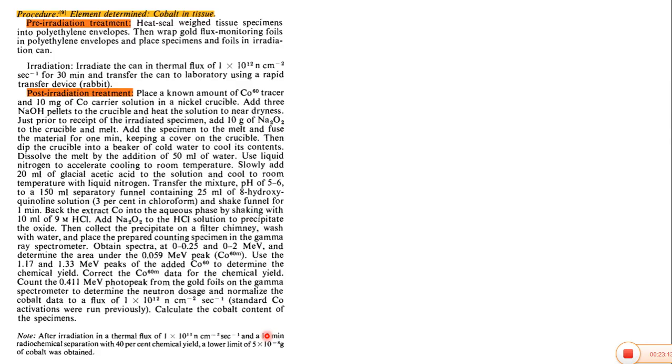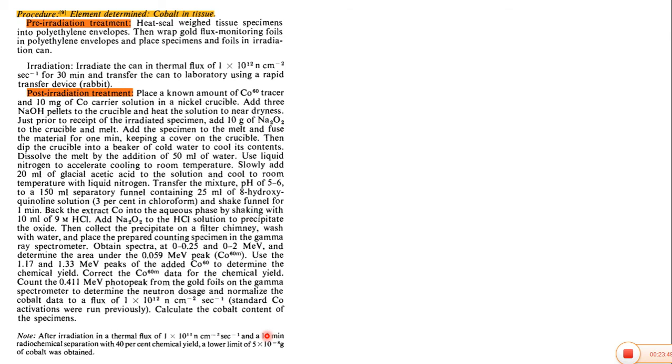Okay, so these are some other applications, belonging to the determination of cobalt in tissues of biological material. This is a simple tissue, that is, any type of biological tissue. Heat seal a tissue specimen into a polyethylene envelope, then wrap gold flux monitoring foils in a polyethylene envelope and place the specimen and foils in the irradiation can. So this is a very simple pre-irradiation treatment.